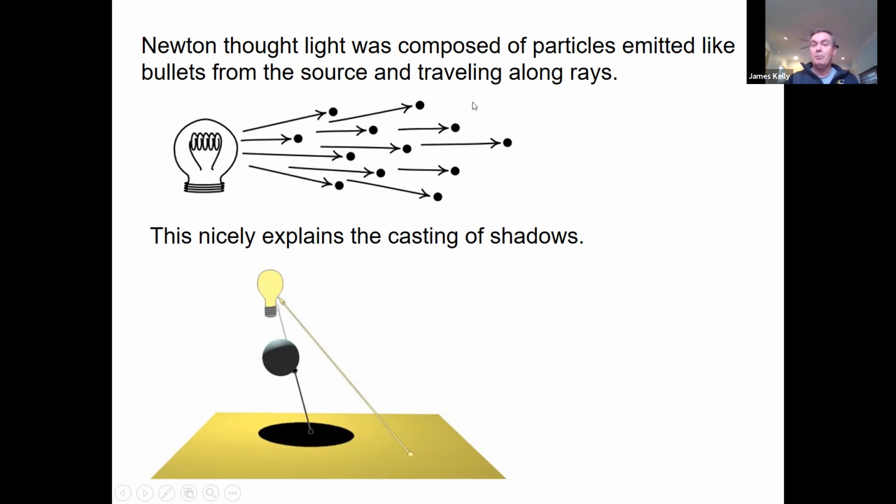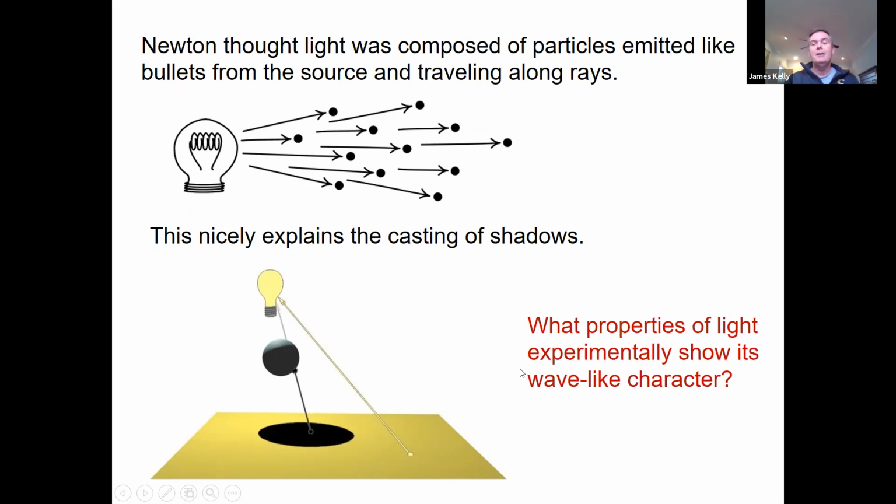Newton thought light was particles, and that something emitting light would be shooting particles that were captured in your eyes. That's nice because it neatly explains why things cast sharp shadows, at least when you have a nice point-like source of light. But we know from our introductory physics stuff, and from the waves course presumably, that light displays wave-like characteristics too.